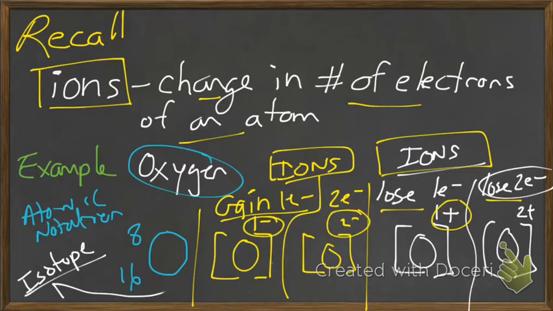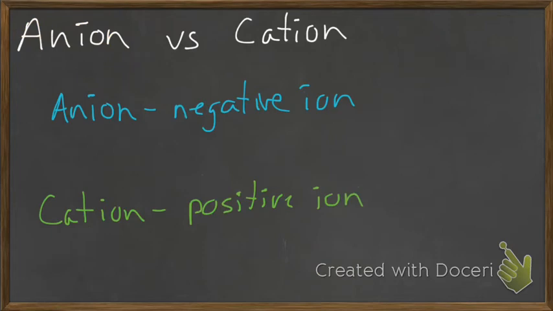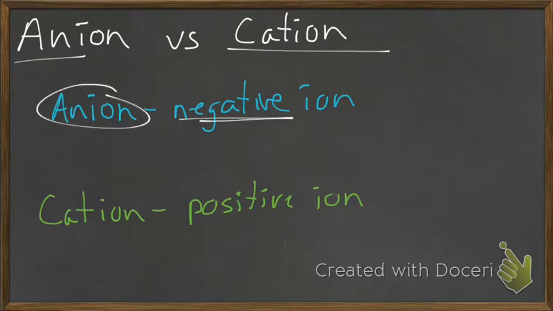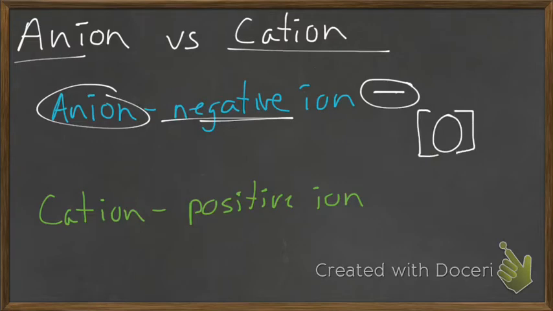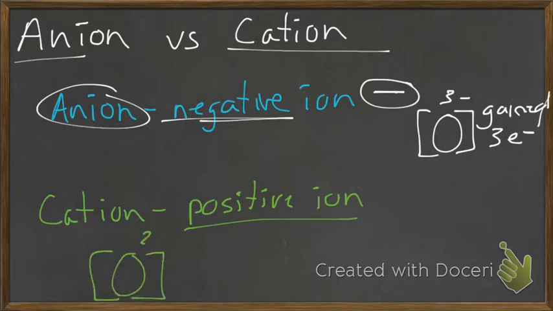This is very important for bonding. So we have 2 names. We have cation and anion. An anion is a negative ion. So if we were looking at our oxygen, let's make it -3, which means this has gained 3 electrons. A cation is a positive ion. So if I use my same oxygen example, 2+, this has lost 2 electrons.